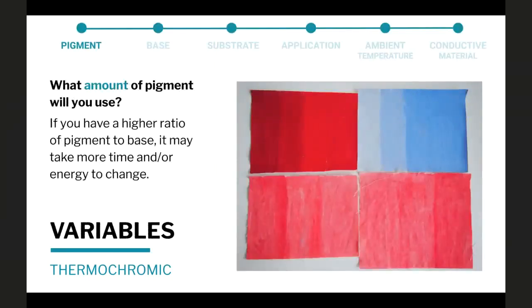There are a few different variables that you want to consider when you're working with thermochromic. I highly encourage you to play around with these variables, especially pigment, base and substrate. Make many different swatches, and don't forget to record the quantities, sort of like the recipe that you use for each swatch, to get a sense of what you want to accomplish for a particular project. So the amount of pigment is the first variable. If you have a higher ratio of pigment to base or whatever the substrate is, it may take more time and or energy for it to change, just because it has a deeper density of pigment to change.